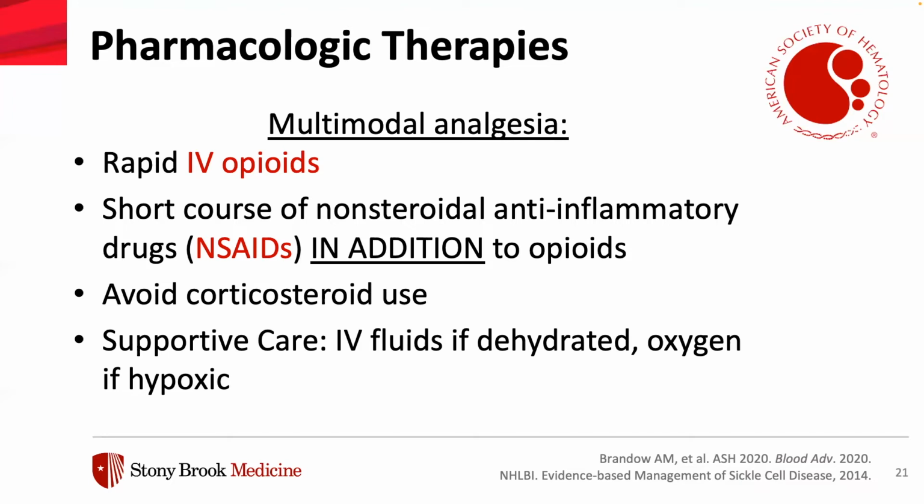And also, again, with the multimodal approach, having a short course of 5 to 7 days of NSAIDs in addition to the opioids. But we also want to take any patient factors into consideration, such as whether or not they have any underlying renal dysfunction, underlying peptic ulcer disease, or full-dose anticoagulation when deciding whether or not to also add NSAIDs.